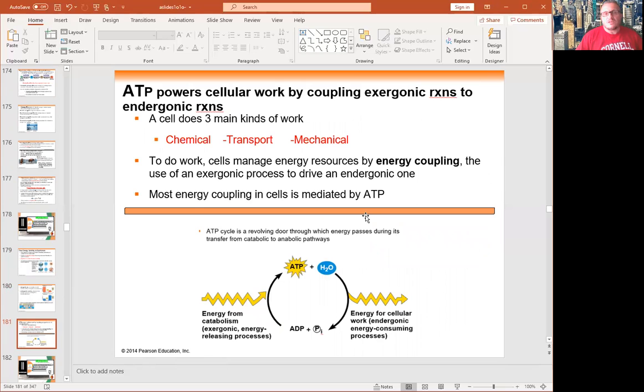ATP is a cellular energy unit, which we use for chemical, transport, and mechanical work in the cell. Again, it's made of ADP plus inorganic phosphate.